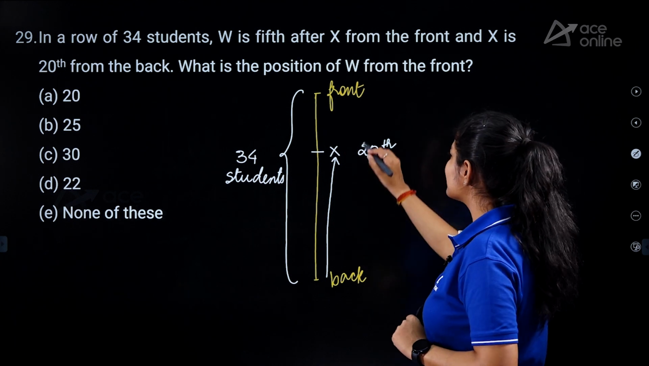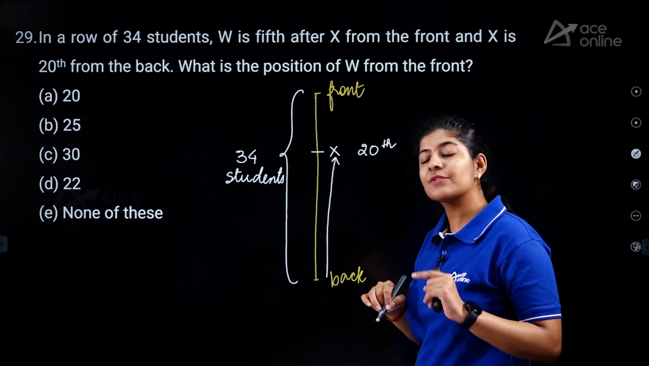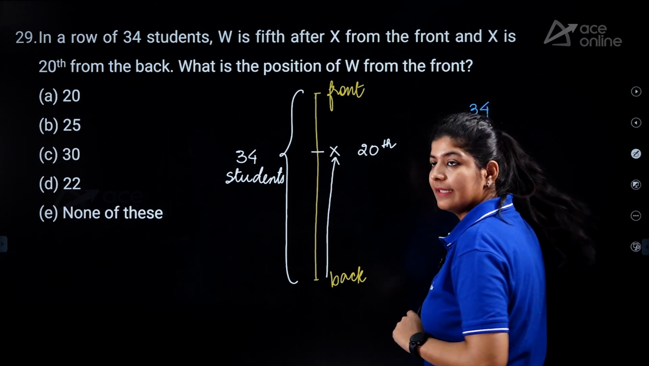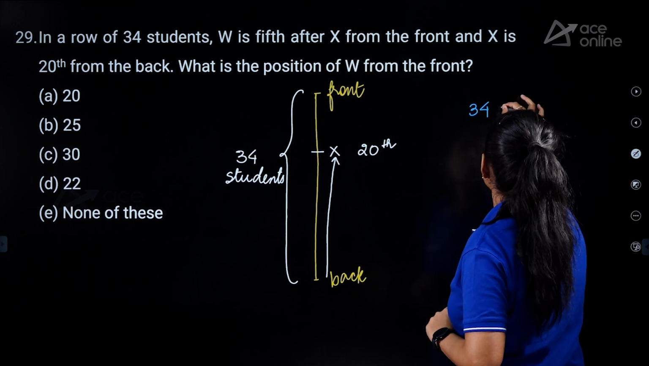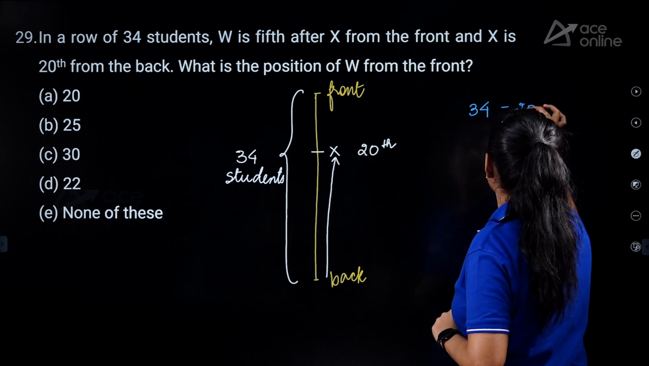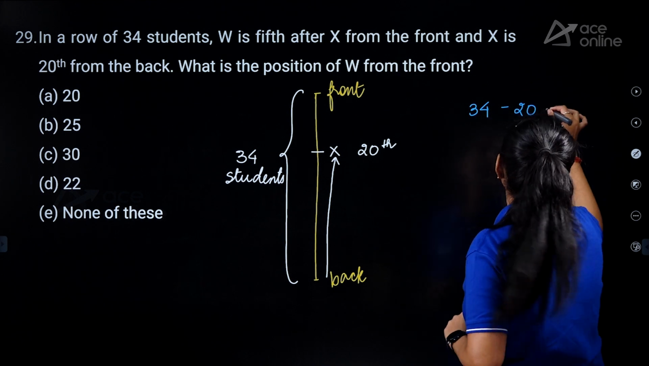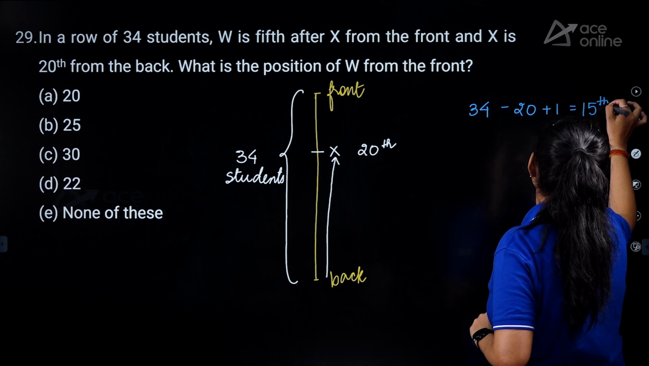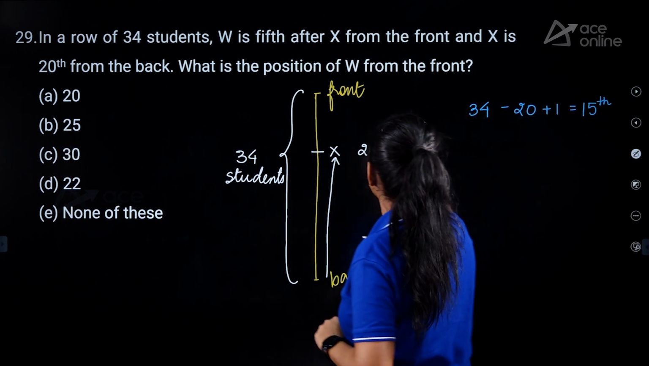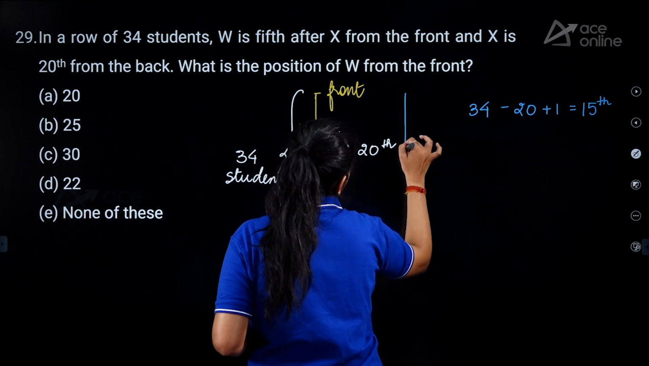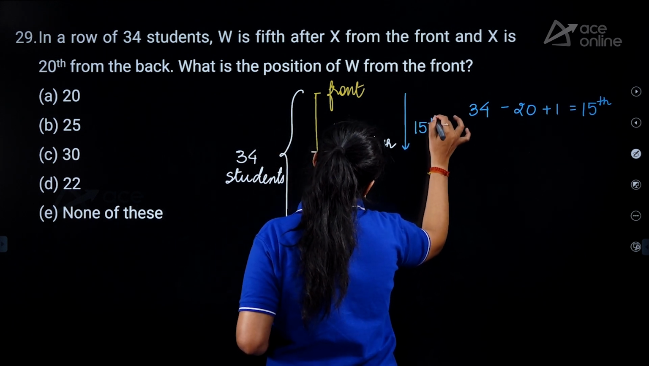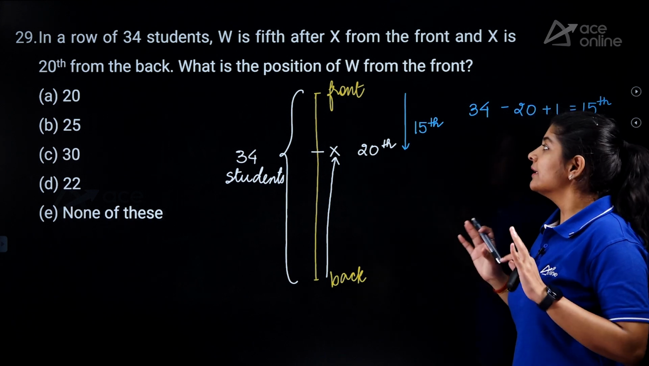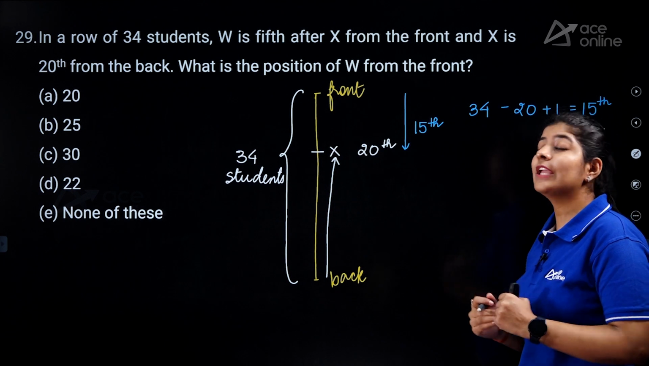from the front. So first we will just simply find out the rank of X from the front. Okay, so if 34 students are there, and the rank given is 20th, we need to add plus 1 in that, and the rank of X from the front is nothing but 15th rank. Is it clear? The rank of X is 15th from the front.